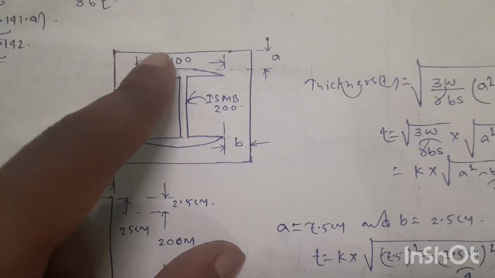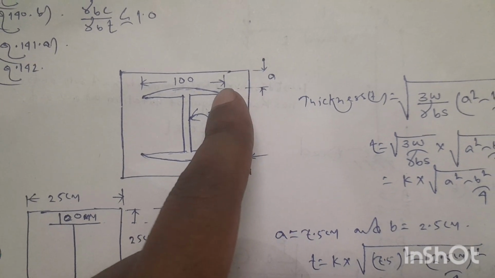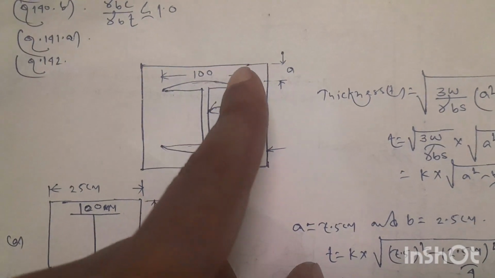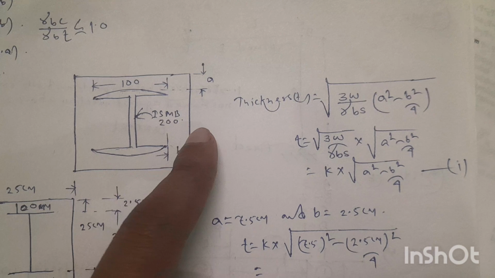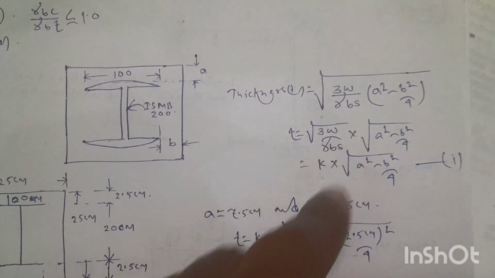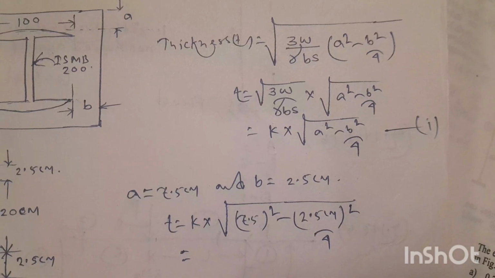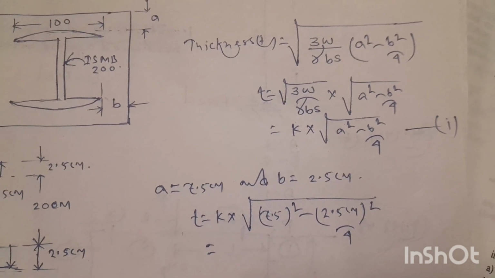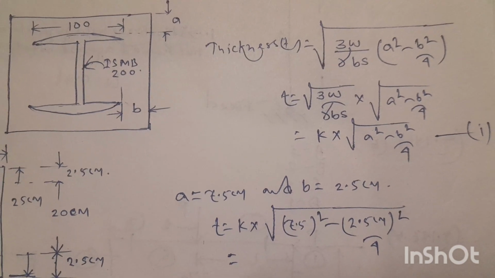So if this is the column and this is the base plate, there is a projection here and here. So the longer projection is A and the shorter projection is B, and the thickness of this base plate is given by this formula: t equals root over of 3W by sigma bs into A square minus B square by 4, where W is the pressure from the base and sigma bs is the permissible bending stress in the slab base over which the base plate is connected by the nut bolt.